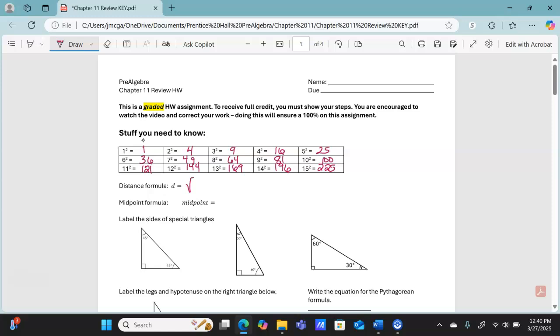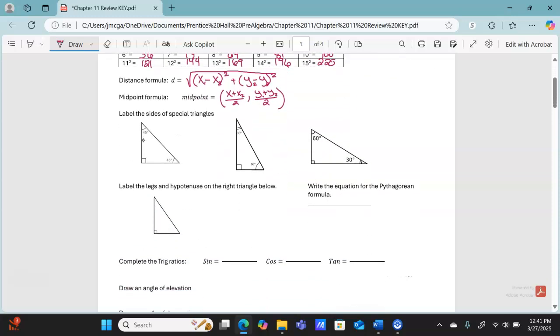Your distance formula is the difference in the x's squared, and you can put the subscripts down here, and if you have the 2 here and the 1 here, that's fine, and the difference in the y's squared, all under the square root. And then the midpoint formula, we add the x's and divide by 2, add the y's and divide by 2.